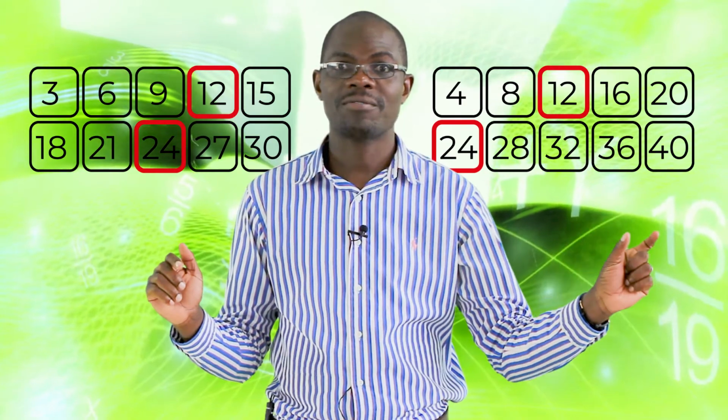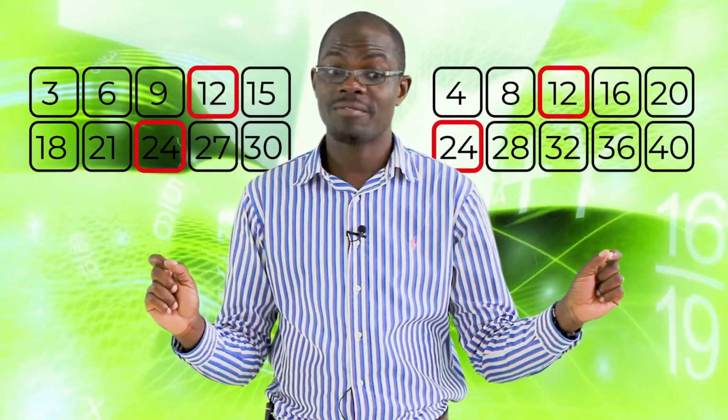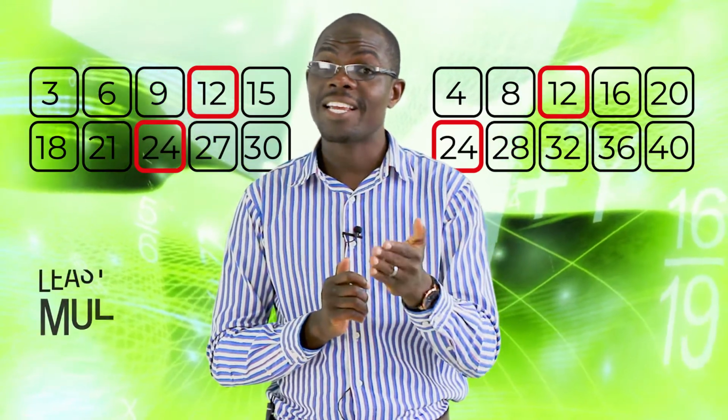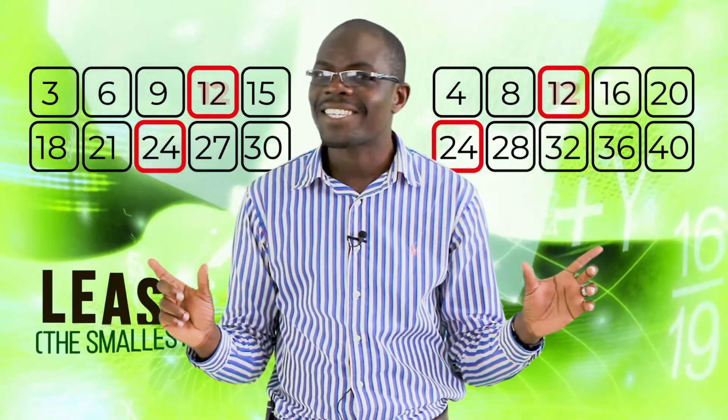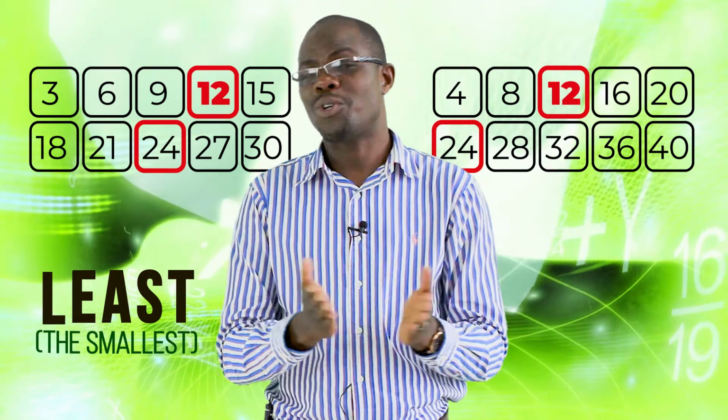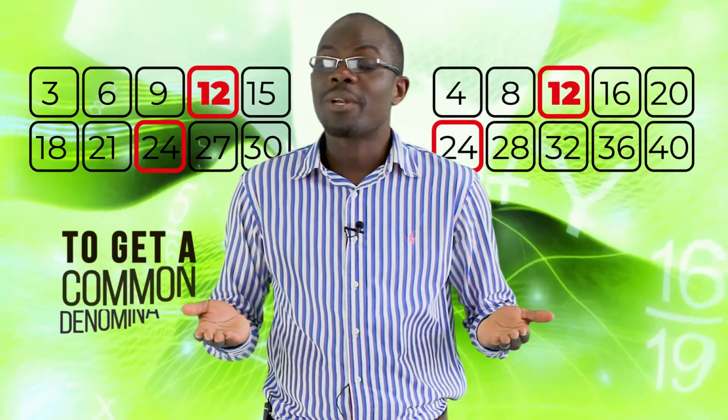Now, if you look at the multiples, they are those numbers that appear in both lists. We have 12 and 12. We also have 24 and 24. But we are looking at the least. LCM means least common multiple. We have the multiples. The common ones are 12 and 24, and the least is 12. What do we do with this LCM? We can decide to use the LCM to get a common denominator of this fraction and this fraction.